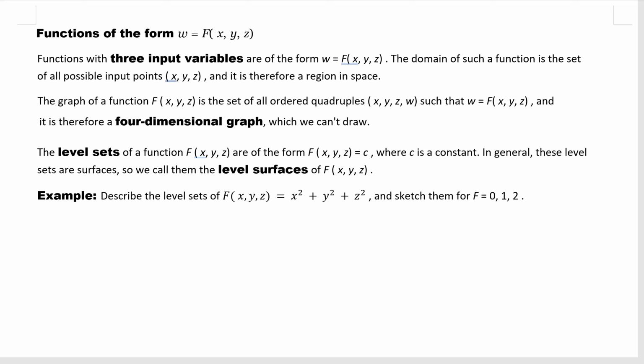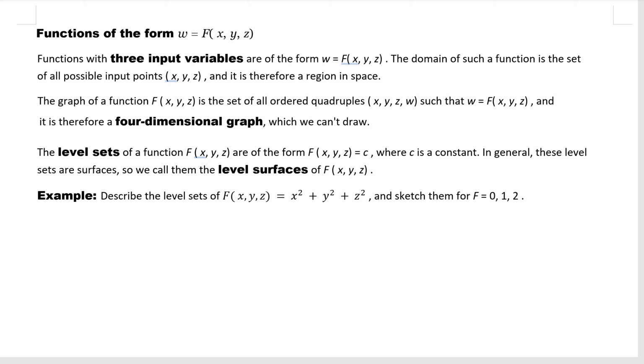However, the level sets of the function f of x, y, z are of the form f of x, y, z equals c, where c is a constant in general. These level sets are surfaces in space, so we call them the level surfaces of the function f of x, y, z. Okay?